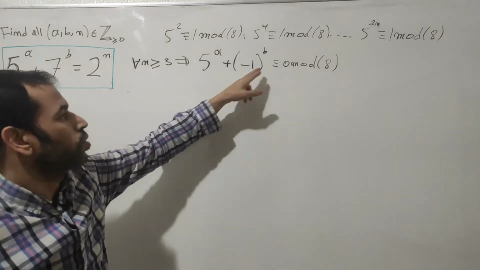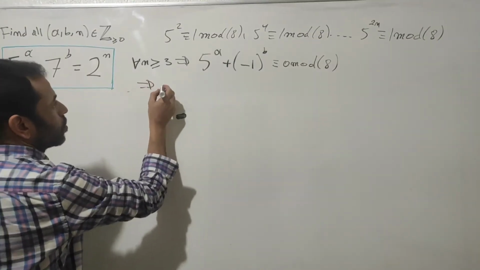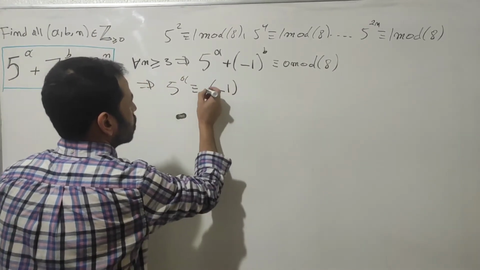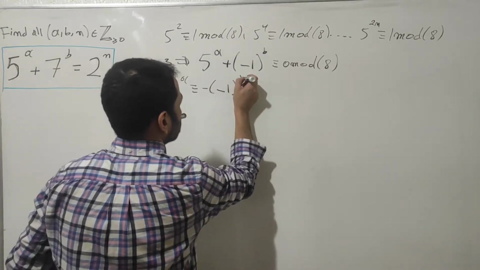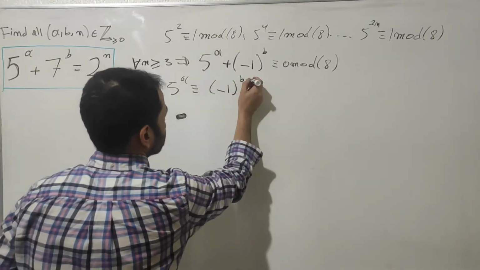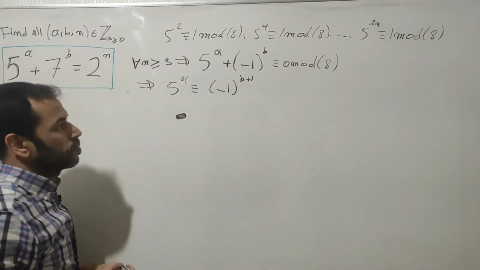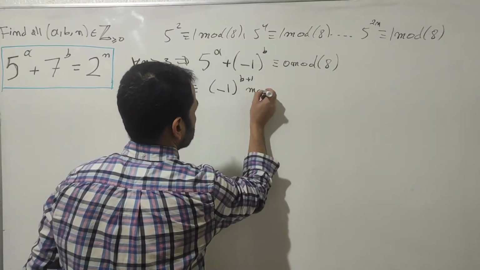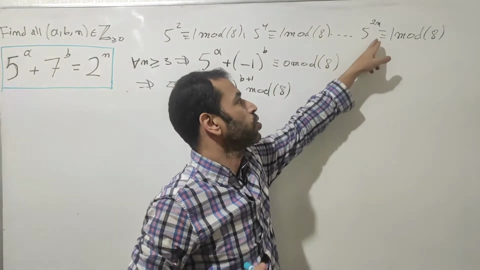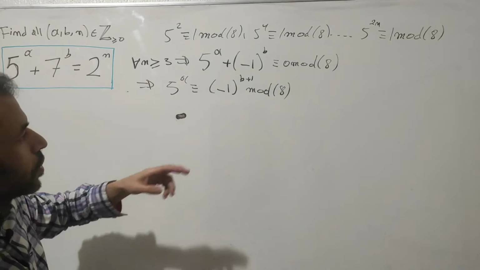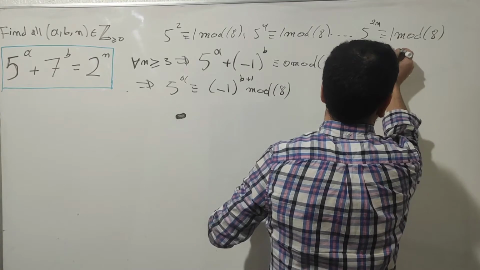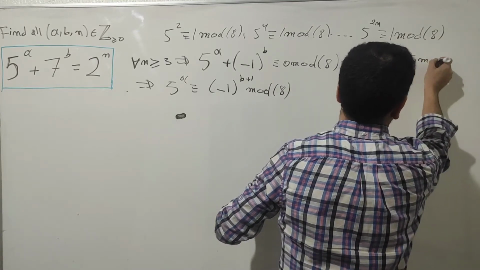If I move this term to the right, I will have 5 to the a is congruent to minus 1 to the b, and moving the minus sign into the exponent, 5 to the a is congruent to minus 1 to the b plus 1... mod 8. Then using this fact, we know 5 to the 2n is congruent to 1 mod 8, because if I multiply this by 5, I will have 5 to the 2n plus 1 is congruent to 5 mod 8.